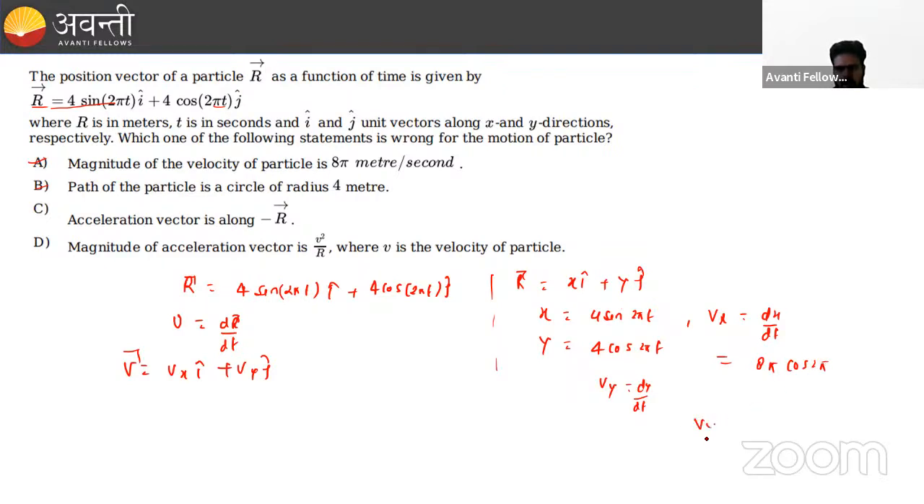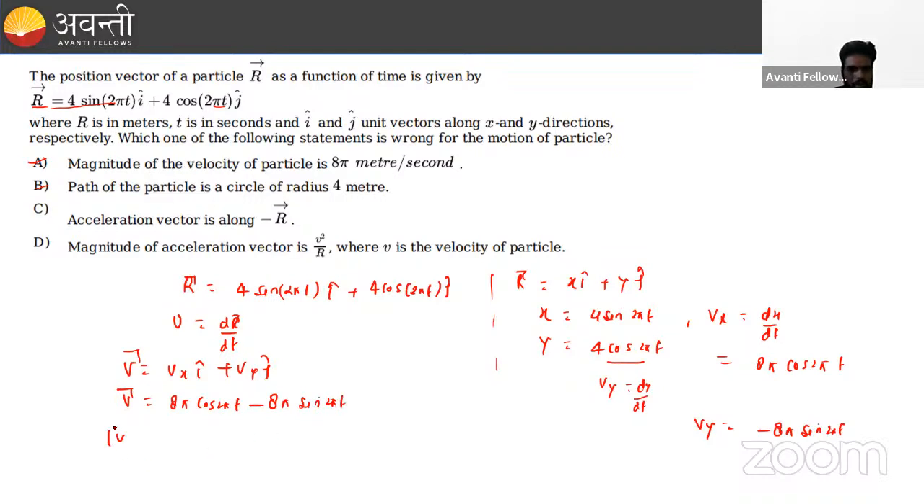What is the value of vy here? This can be written as the differentiation of 4 cos 2 pi t, and this value will become minus 8 pi sine 2 pi t. Right, guys? So here the velocity has x component 8 pi cos 2 pi t, and y component minus 8 pi sine 2 pi t.